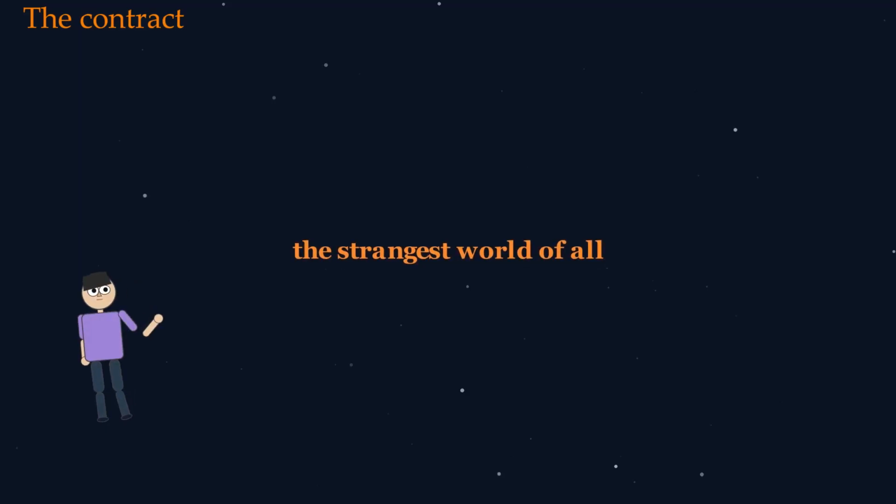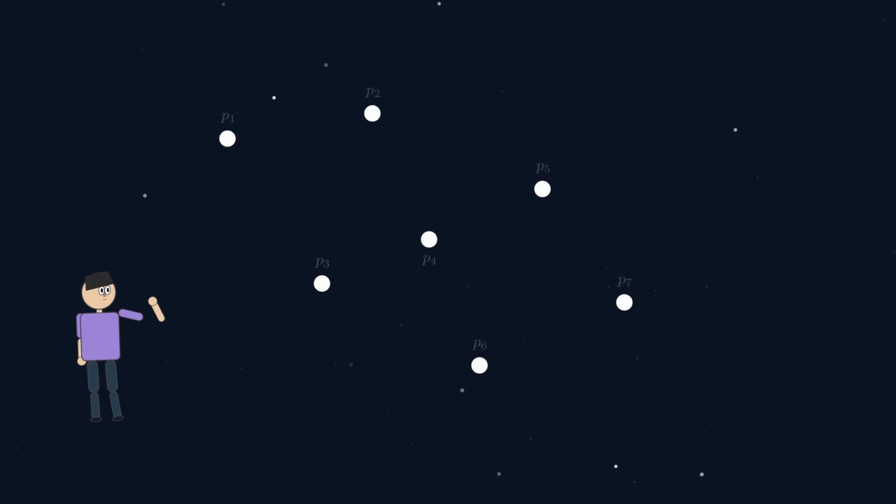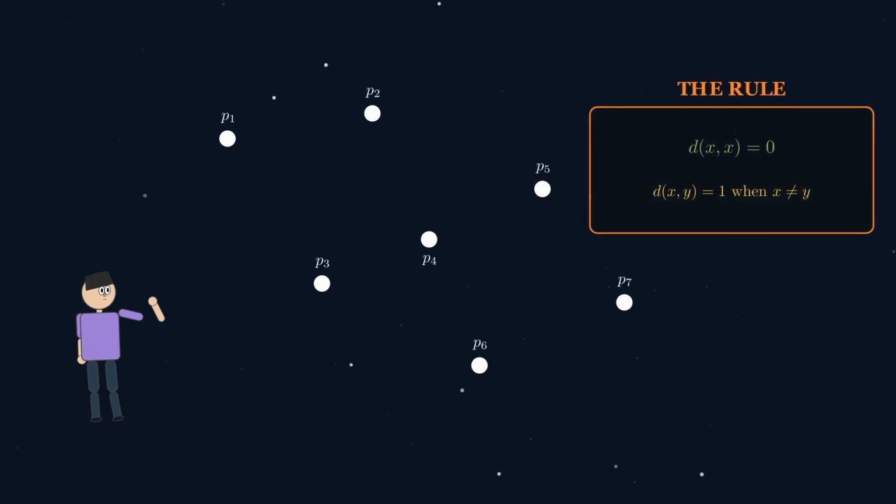And now, the strangest world of them all. Take any collection of points you like and declare this rule. The distance from a point to itself is 0, and the distance between any 2 different points is exactly 1. That's the whole rule.